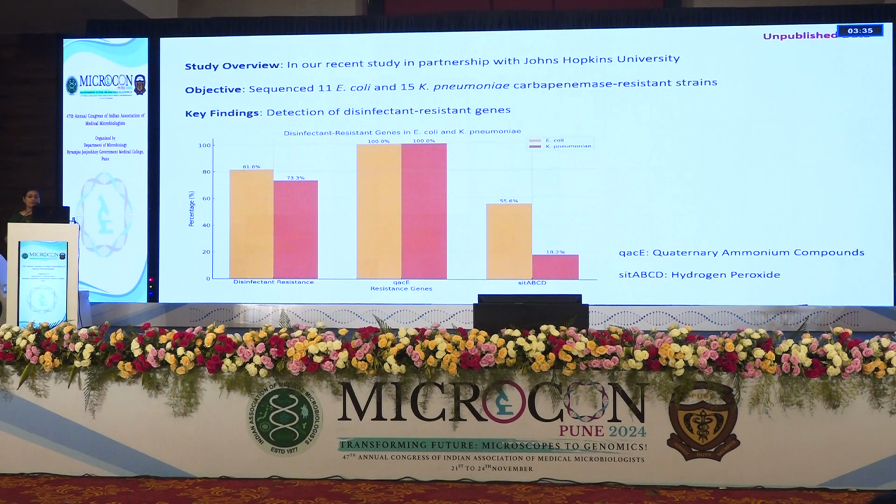Building on the role of genomics in infection control, we conducted a study at BJ Government Medical College in collaboration with Johns Hopkins University. In this study, what we did is we sequenced 11 E. coli and 15 Klebsiella pneumoniae carbapenemase resistant strains, and we wanted to see what were the resistant genes present. As expected, we detected the presence of carbapenemase resistant genes, various carbapenemase resistant genes.